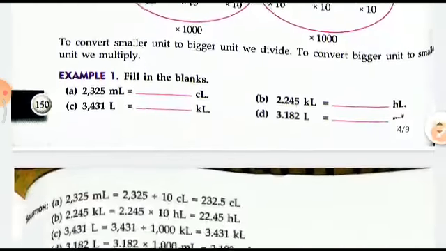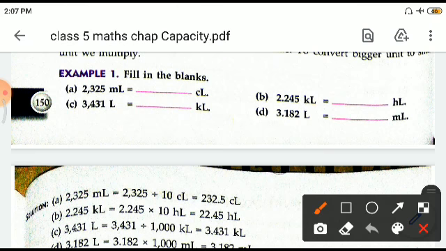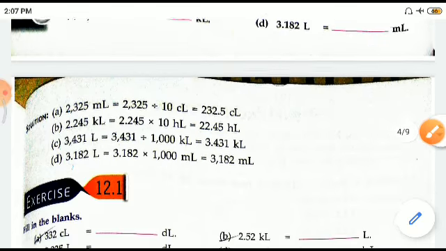Right? Okay. Now see children, here there are some fill in the blanks which need to be filled. Like 2,325 ml. We have to convert it into centiliter. We all know 10 ml is equal to 1 centiliter. So what will we do here? We will simply divide 2325 ml by 10 to get 232.5 cl.